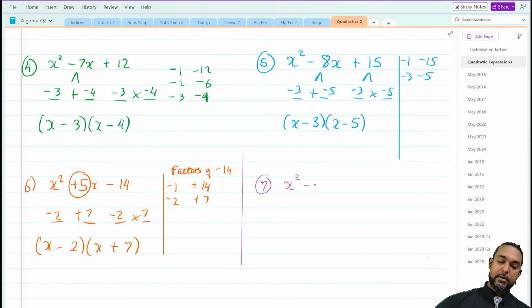Let's say we had x squared minus 4x minus 21. So again, we're looking for two numbers, and when you add them together, it'll give us a minus. And when you multiply them together, it'll also give us a minus. Right? So again, we're looking now for the factors of 21.